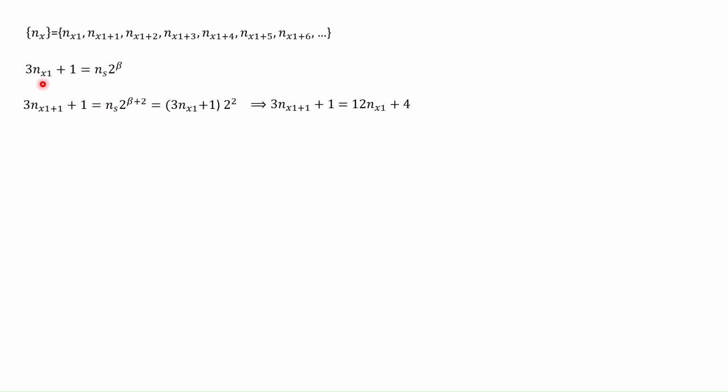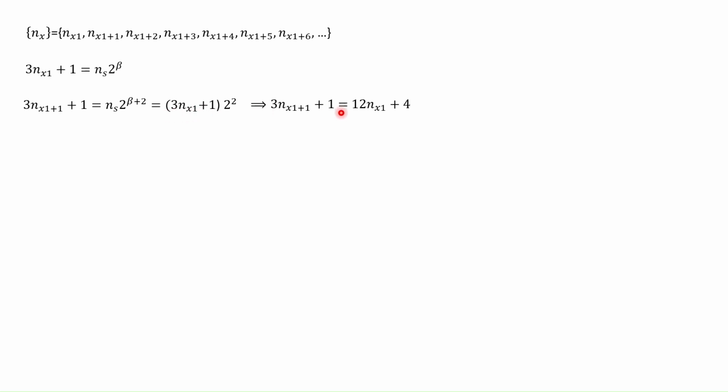So you have 3 nx1 plus 1 is equal to ns into 2 to the power b, whatever the parity of b may be, we don't care. Now we have nx1 plus 1, so this is this solution, and here you have plus 2, that is supposed to be the second solution related to this. Why plus 2? We have already explained. The parity of b has to be the same. If beta is odd, then it's going to be odd. If beta is even, it has to be even. We are just maintaining the parity.